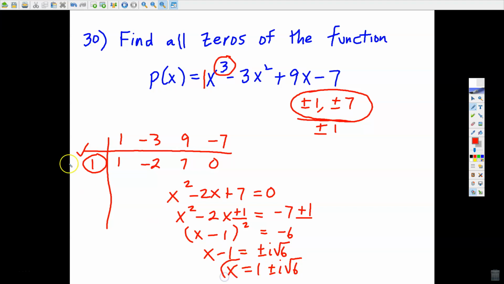And so one of the answers we already came up with was 1, and then the other 2 are shown here because of plus minus. This represents 2 solutions, so we found all 3.